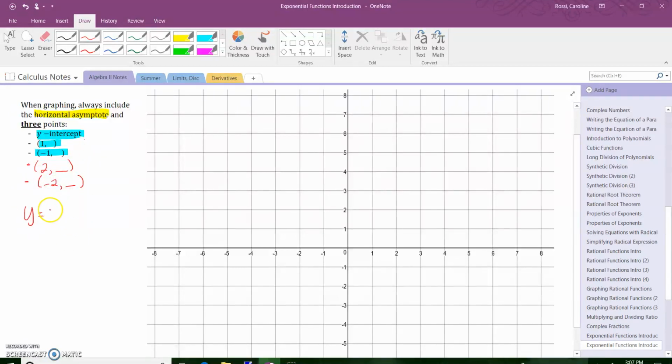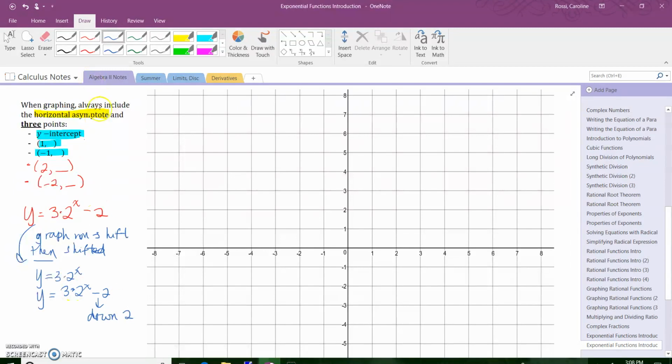Let's start off with 3 times 2 to the x minus 2. The way that I'm going to want you to graph these at first is to graph the non-shift and then the shifted. So by that, I mean what we're going to graph first is y equals 3 times 2 to the x. What we're going to graph next is 3 times 2 to the x minus 2. Because what the minus 2 does is it moves it down 2 units. So let's go ahead and do 3 times 2 to the x first.